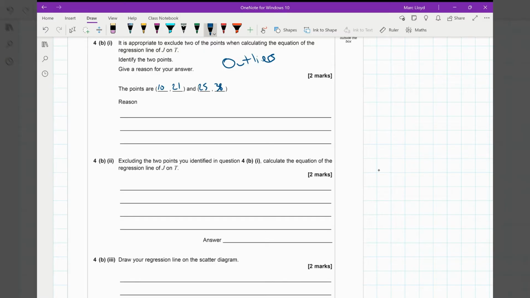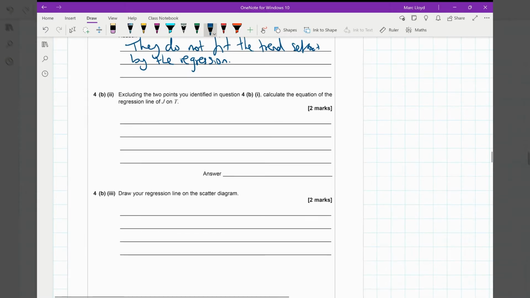And our reason is they do not fit the trend set out by the regression line. So they stand out. Right, excluding the 2 points you've identified, calculate the equation of the regression line.